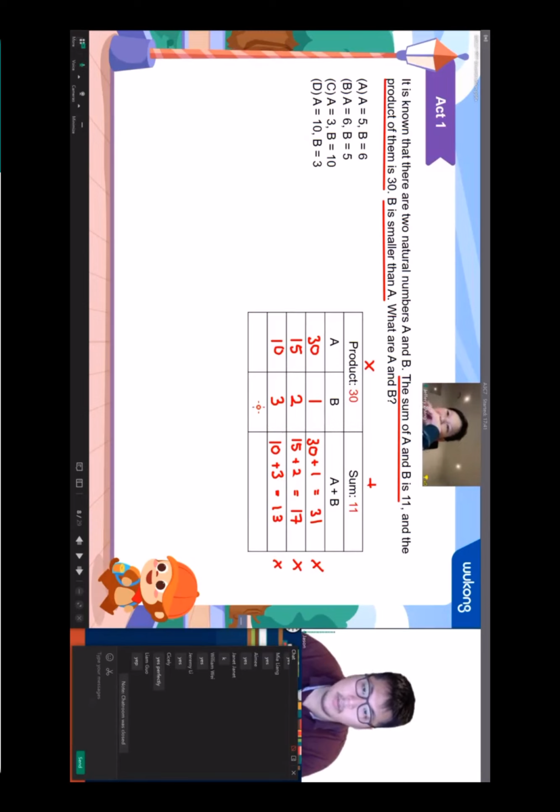What's the next number? Can we use 4? No. What about 5? Yes. All right. So 5 times what equals to 30? 6. Good. And let's check our answer. It's 11. So yes, we finally have our answer. So that means A should be 6 and B should be 5 because B is smaller than A.